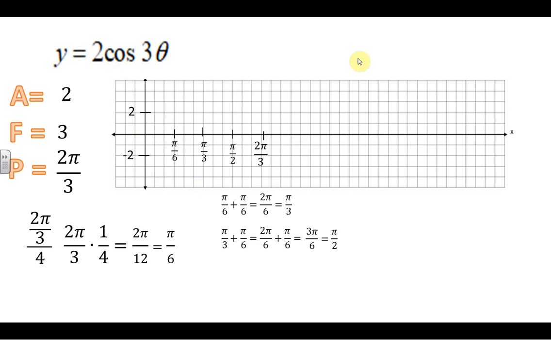All right, now cosine starts up at 2 because of the amplitude, then goes down to 0, down, 0. That is what cosine will always look like. It's not a parabola. It's a U. It will continue to snake down this x-axis.